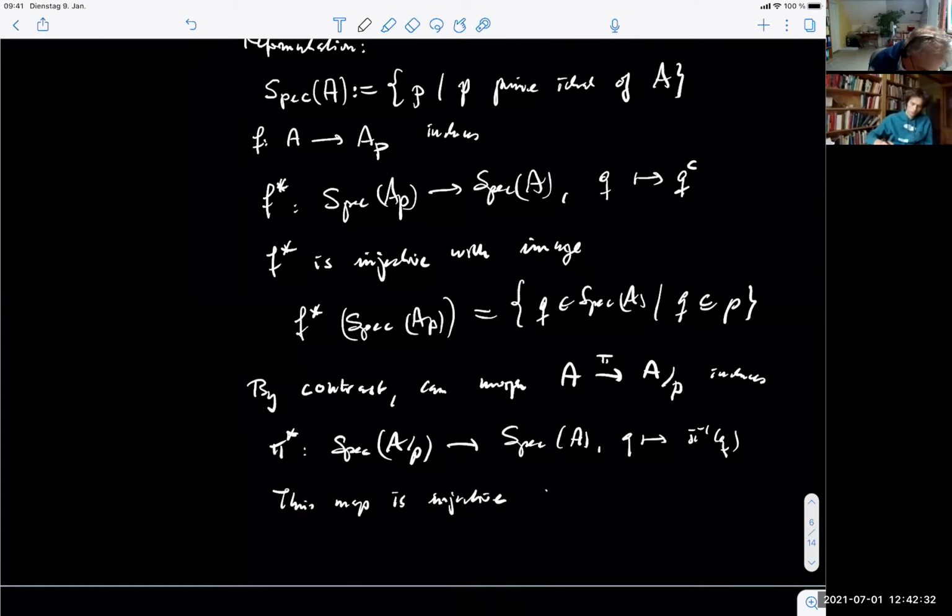Injective as well with image. Okay, what is the image? So this looks all a bit fancy, but in a way it's extremely simple what I'm doing. So the image is which prime ideals?